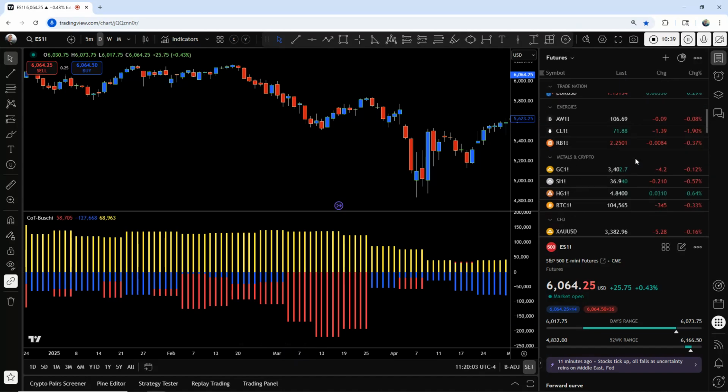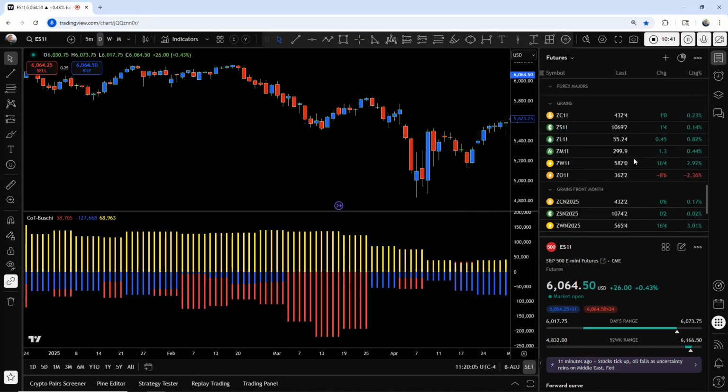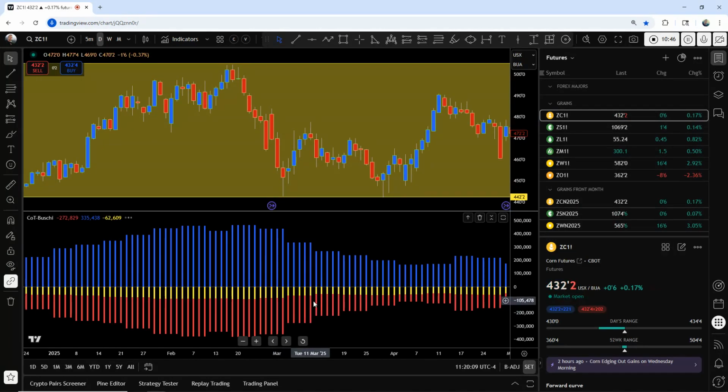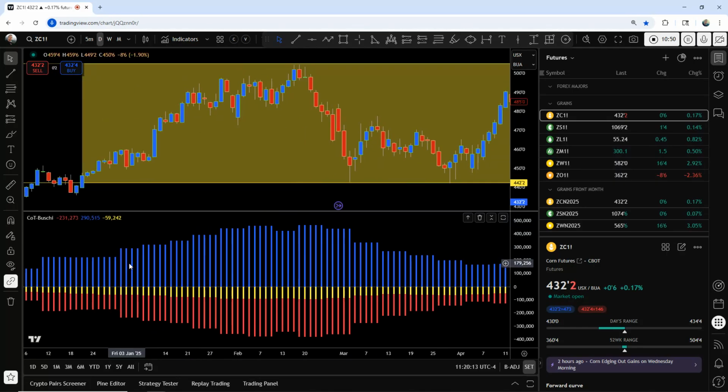An example is, let's go to one of the grain markets. Here's the corn market. So if the large speculators are buying corn, right? And by the way, the zero line is neutral. Anything above the zero line is long. Anything below the zero line is short. That's why you see the positive and negative here. Positive positioning, negative positioning, right?